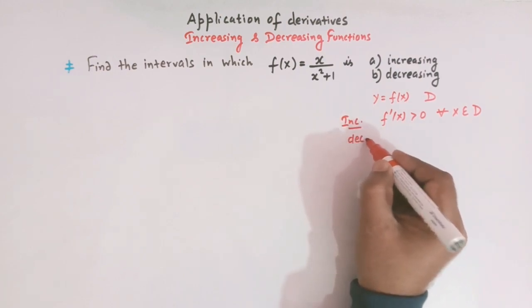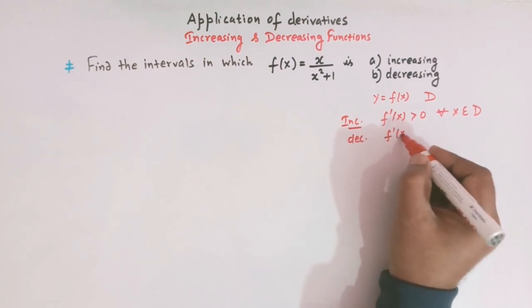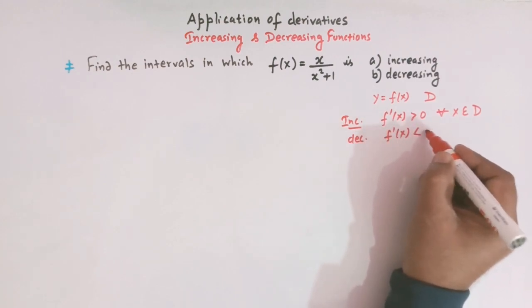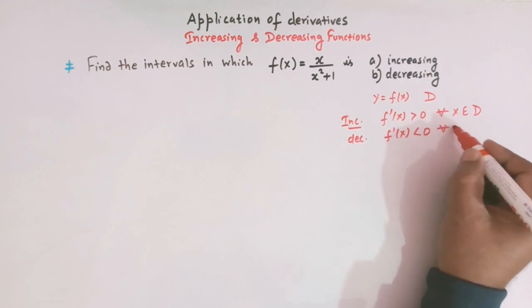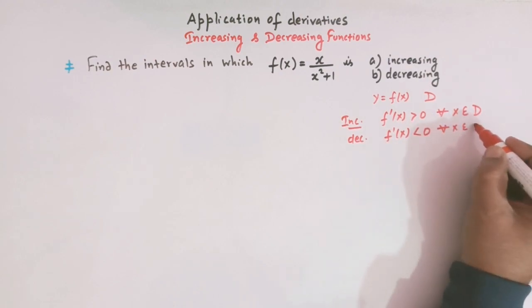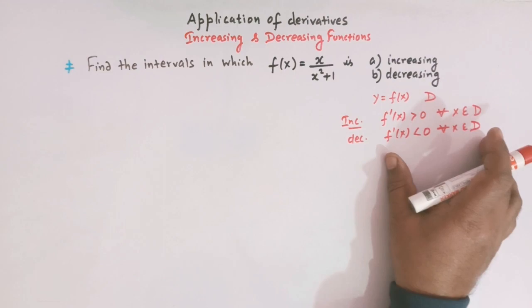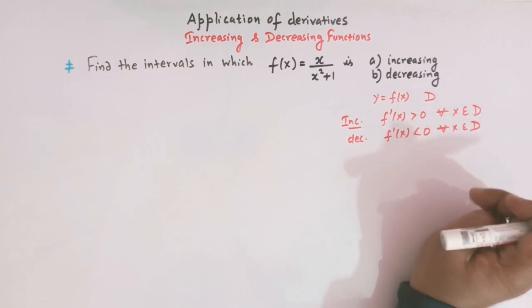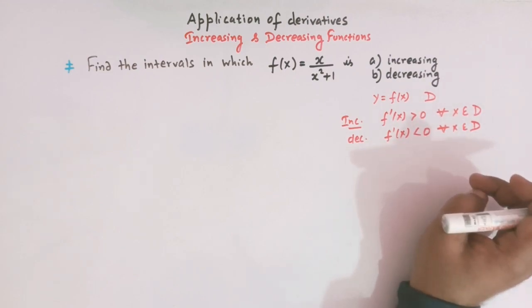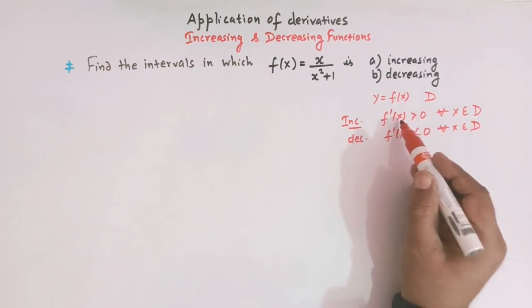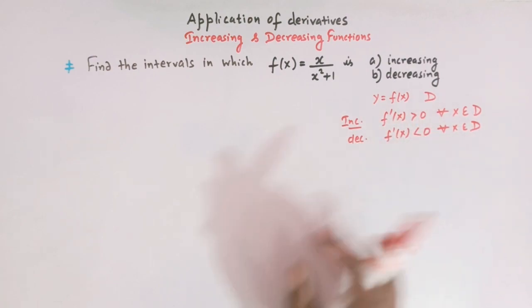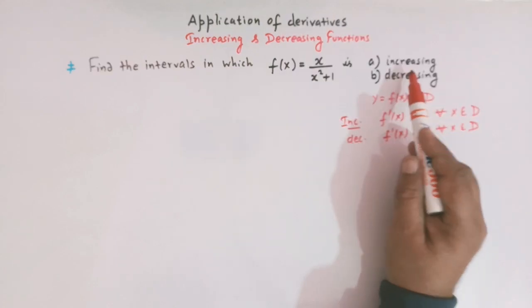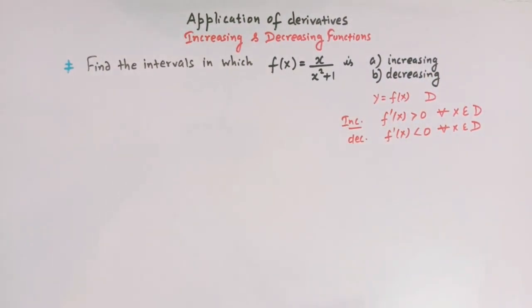And when the derivative is negative, or less than 0, for all x belonging to the domain, then we say that the function is a decreasing function. So this is the definition which we are going to use here to find out the intervals.